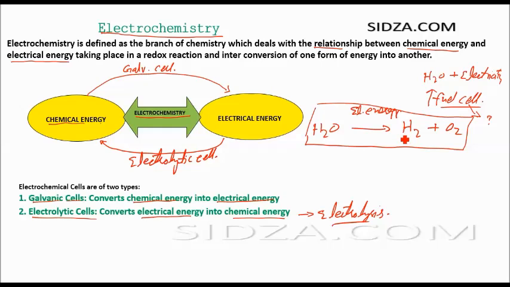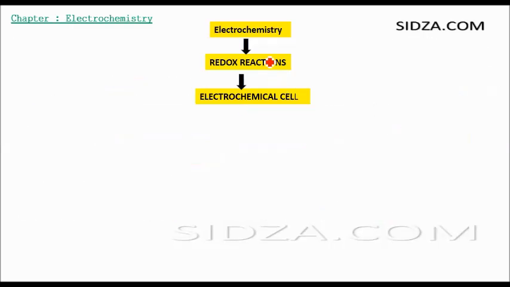So that means in electrochemistry we have to discuss the relationship between chemical energy and electrical energy, how chemical energy can be converted into electrical energy, and electrical energy can be converted back into chemical energy, right? So there are two main topics, galvanic cells and electrolytic cells, that we are going to discuss in this chapter, right? So electrochemistry is about the study of electrochemical cells, and in an electrochemical cell the basic reaction which actually occurs is the redox reaction.